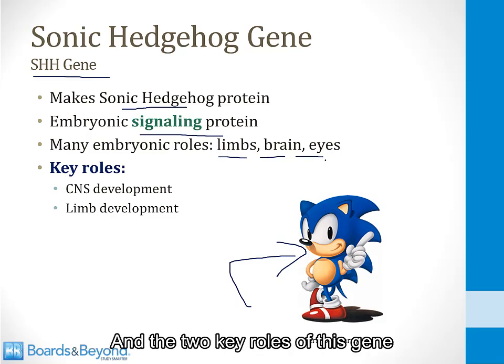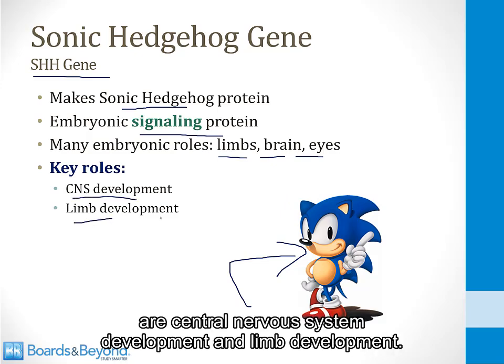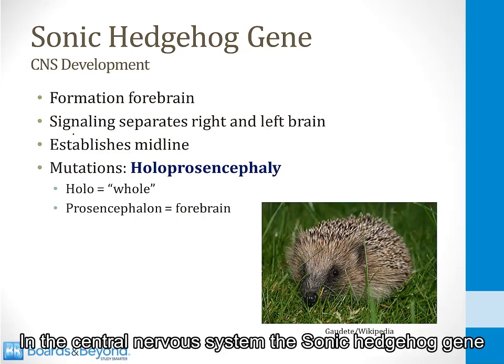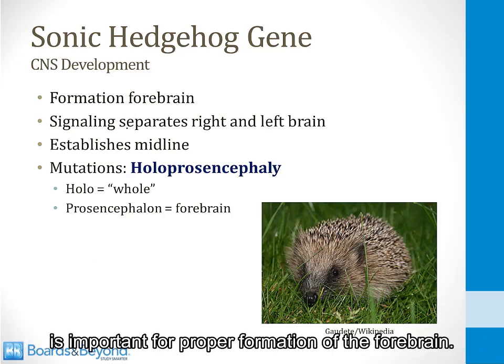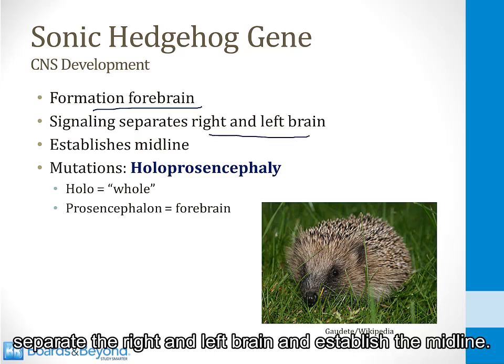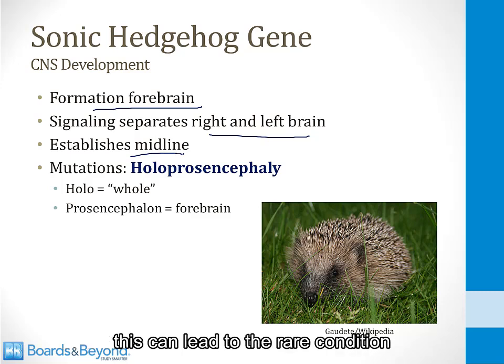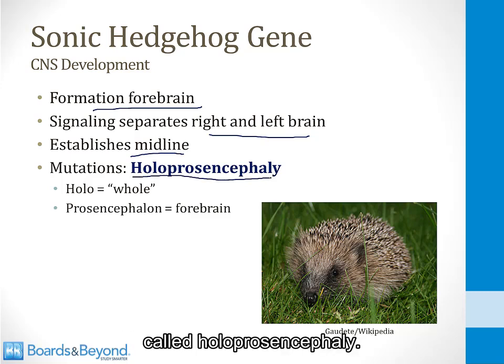And the two key roles of this gene that you should know about for step one are central nervous system development and limb development. In the central nervous system, the Sonic Hedgehog gene is important for proper formation of the forebrain. The signals from this gene product separate the right and left brain and establish the midline. So if the Sonic Hedgehog gene is dysfunctional, this can lead to the rare condition called holoprosencephaly.